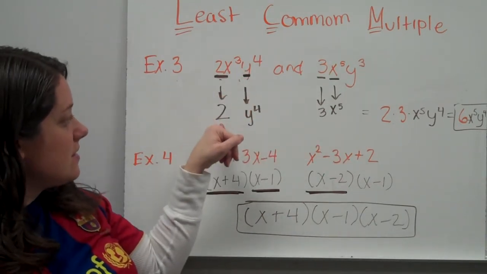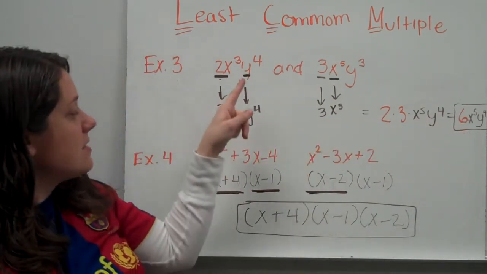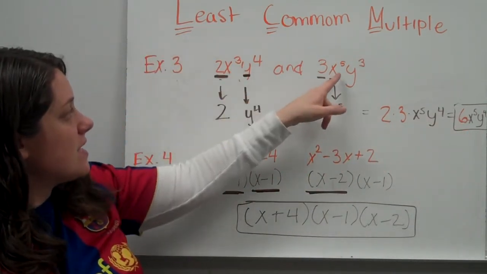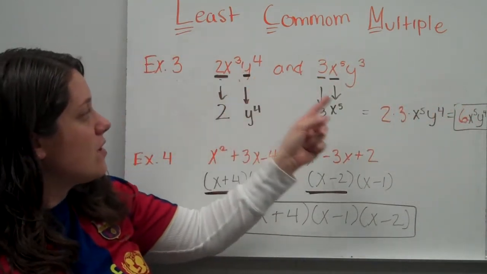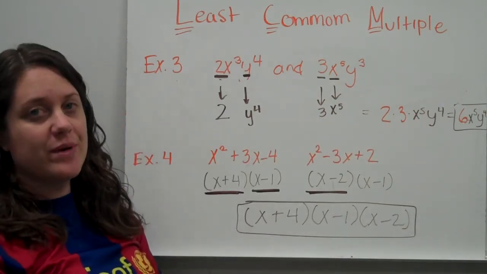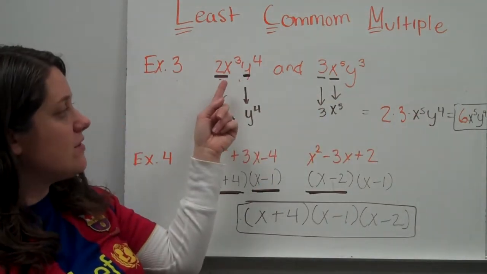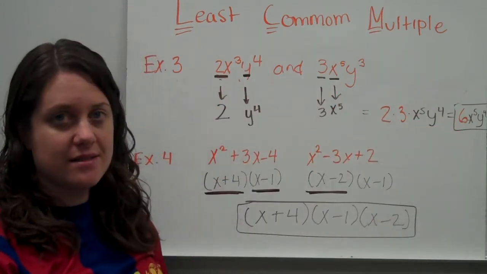So the least common multiple of 2 and 3 is 6, and the least common multiple of x cubed and x to the 5th is actually x to the 5th, and of y to the 4th and y to the 3rd is actually y to the 4th. So basically you're finding something that both of these could divide into. So this can divide into that, and it can divide into that.